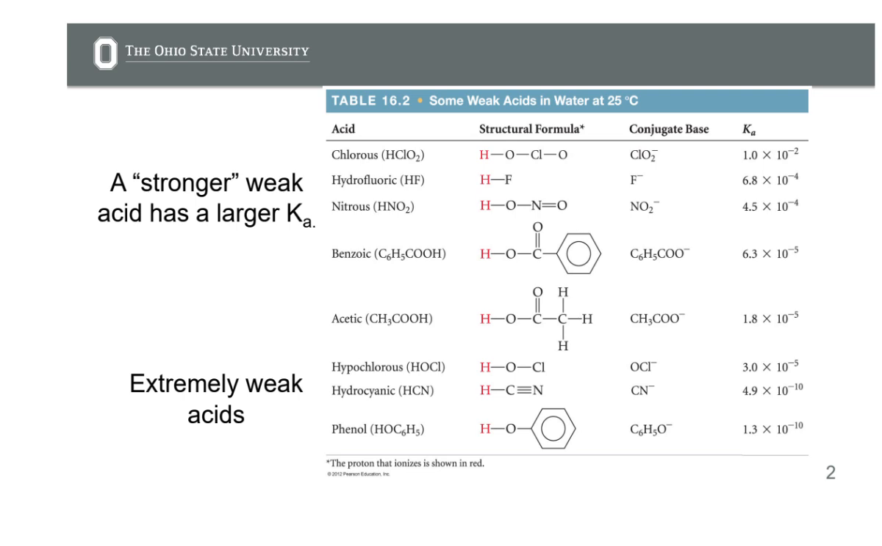So, according to this list, chlorous acid would be the strongest acid with a Ka of 1 times 10 to the minus 2. And phenol, which is at the bottom here, would be our weakest acid with a Ka of 1.3 times 10 to the minus 7. You don't need to memorize this list, but I want you to see it. Recognize these two things: that a stronger weak acid has a larger Ka, and that towards the bottom of this list are extremely weak acids.